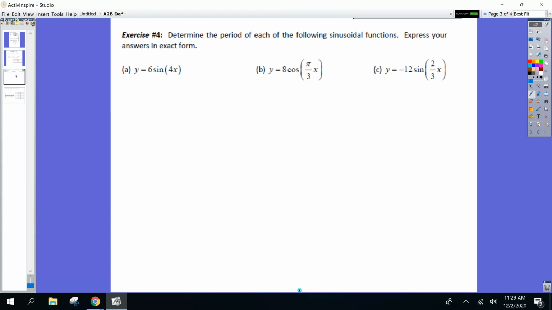Here we go. Exercise 4, part A. Find the period. Now, I don't want to know the amplitude, shifts, nothing. Find the period.